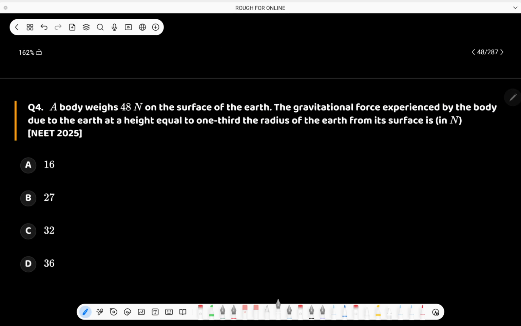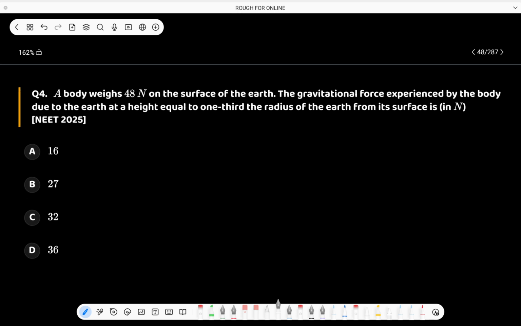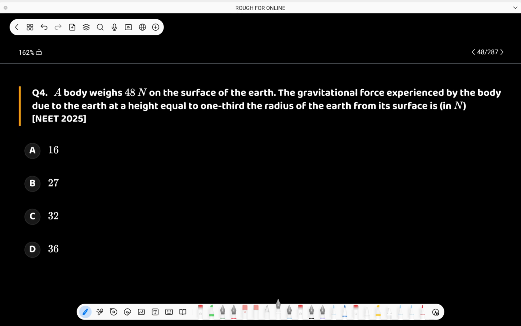Let's move to another question. Question number 4. You are supposed to calculate the weight or the gravitational force on the body. Have a look. A body weighs 48 Newton on the surface of the earth. The gravitational force experienced by the body due to the earth at a height equal to 1/3 the radius of the earth. Simply it implies that what is given is that W is given, 48 Newton.